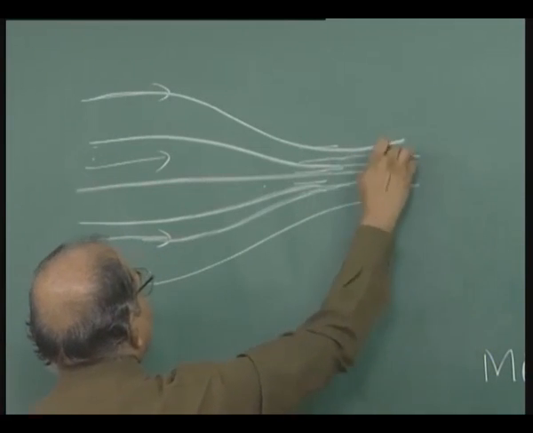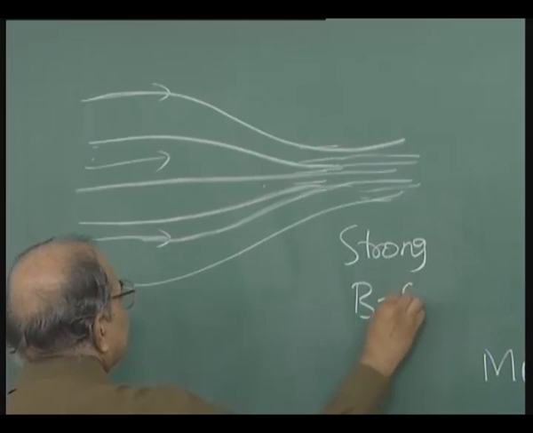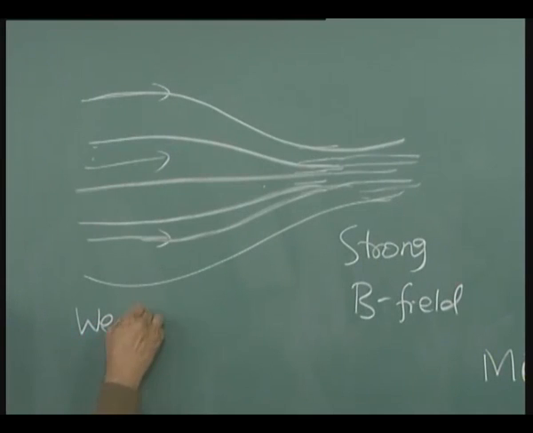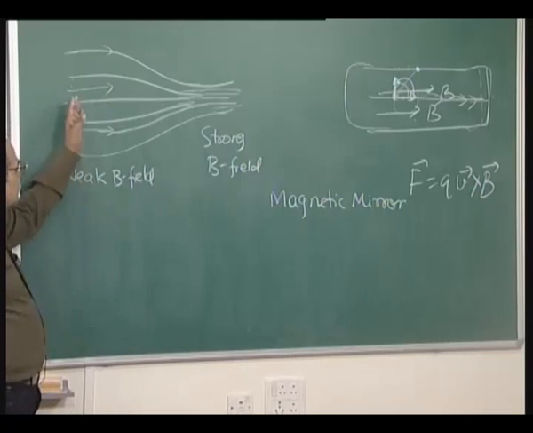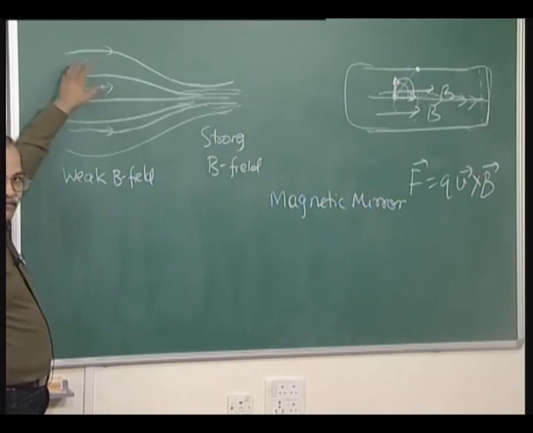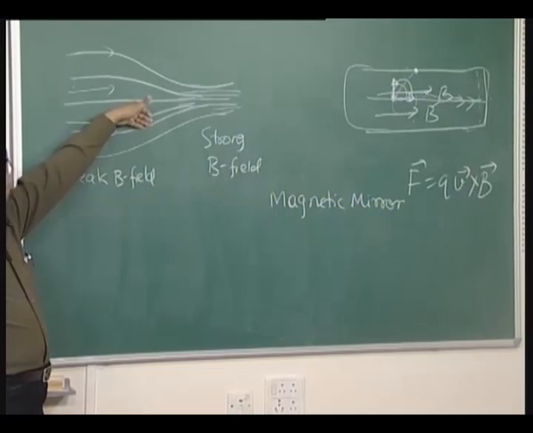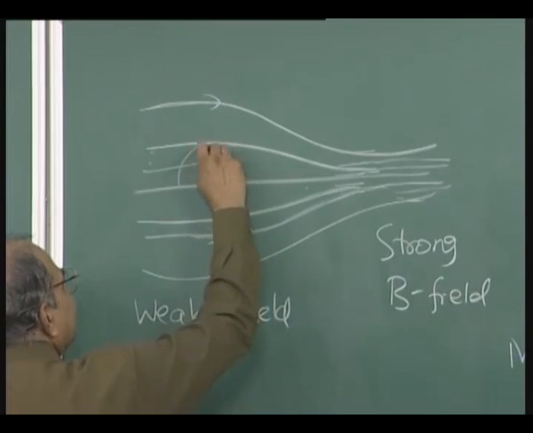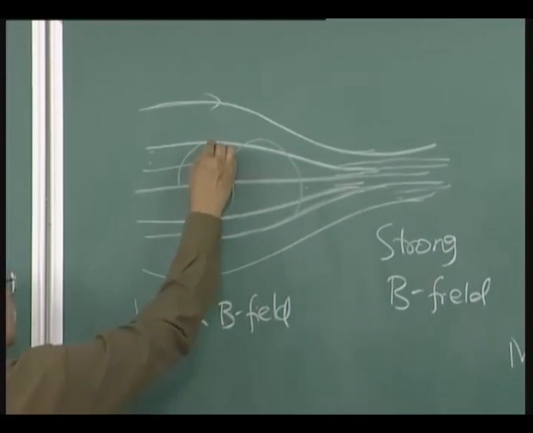So, you have larger field here, strong B field, and here you have weak B field. And suppose you have a particle which is circling this magnetic field and at the same time moving towards this direction, towards right. So, a particle is there which is circling it, and then it is going towards right. So, it has a velocity.